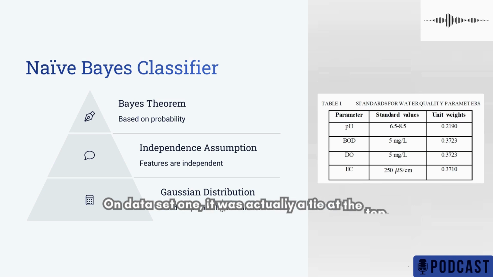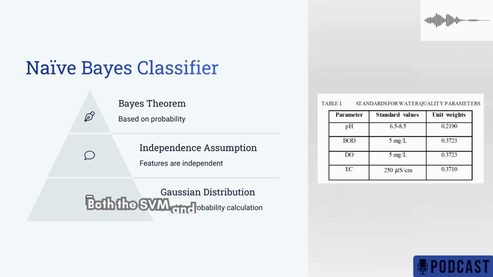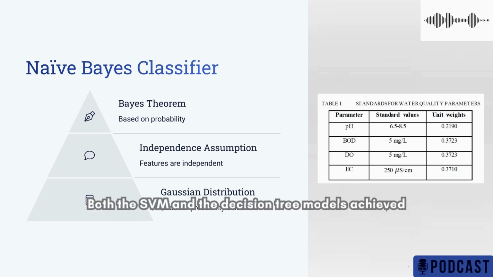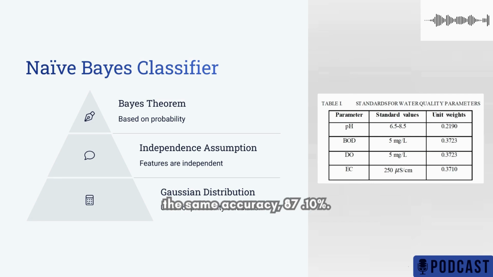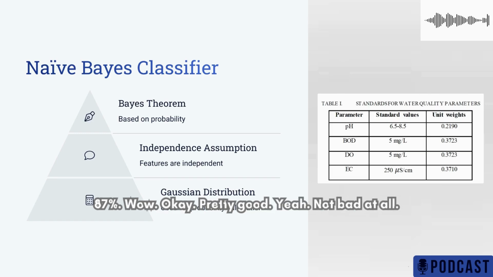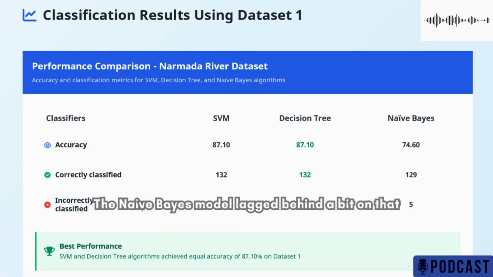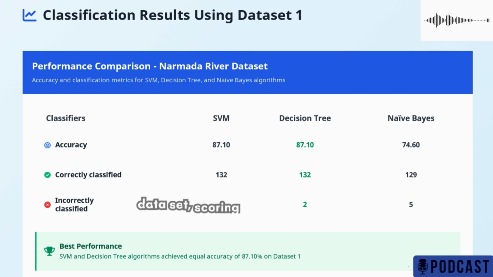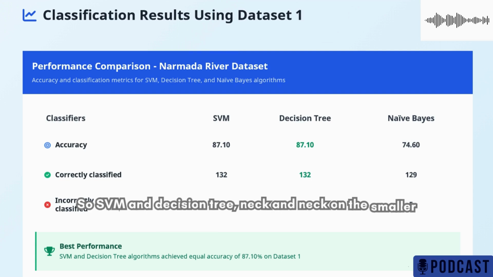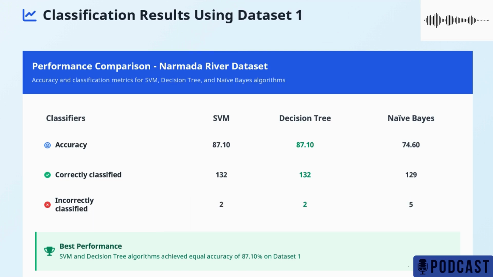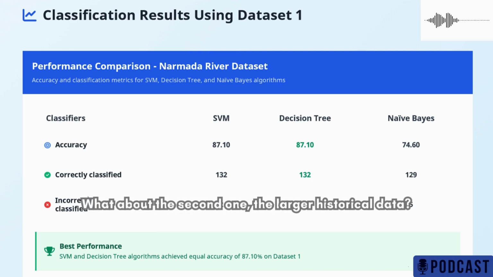On dataset 1, it was actually a tie at the top. Both the SVM and the decision tree models achieved the same accuracy, 87.10%. Okay, pretty good. Yeah, not bad at all. The Naïve Bayes model lagged behind a bit on that dataset, scoring 74.60% accuracy. Okay, so SVM and decision tree neck and neck on the smaller data set. What about the second one, the larger historical data?